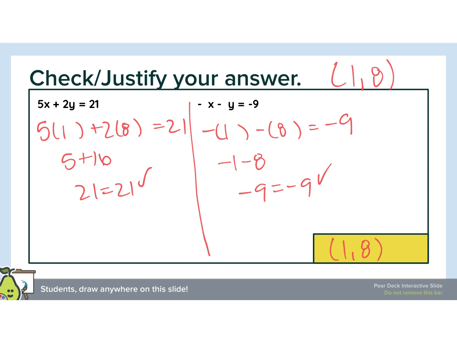It is time for your exit ticket. Take your time, show your work, and check it to make sure you are right.